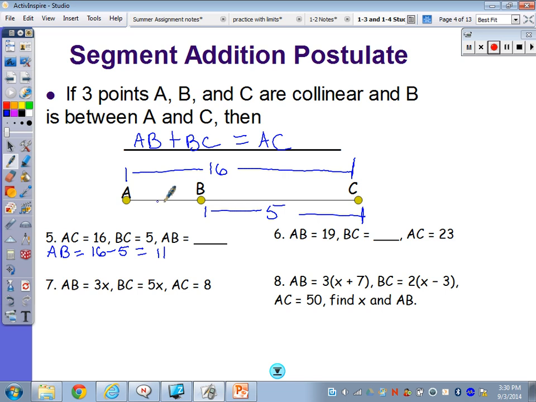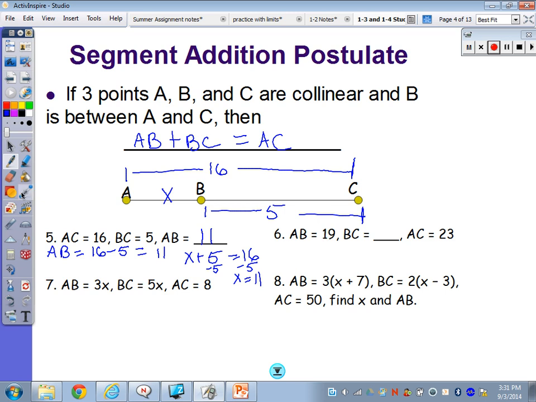The other way you can think about it is you can call the missing piece x, and then we can do what we said here. So AB, which is x, plus BC, which is 5, is equal to the whole thing AC, which is 16. And then if you want to solve it, you subtract 5 from both sides again, and you get x to be 11, and x is AB, so that would be 11.